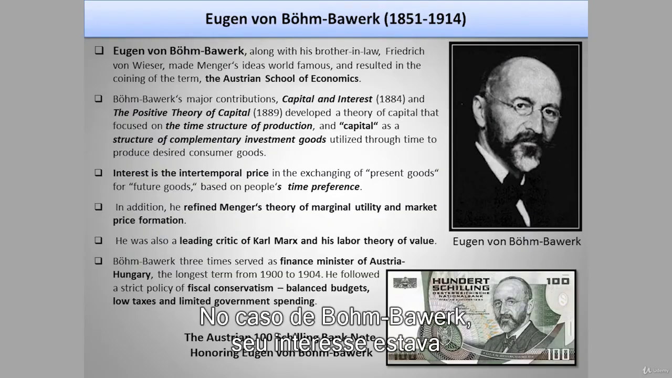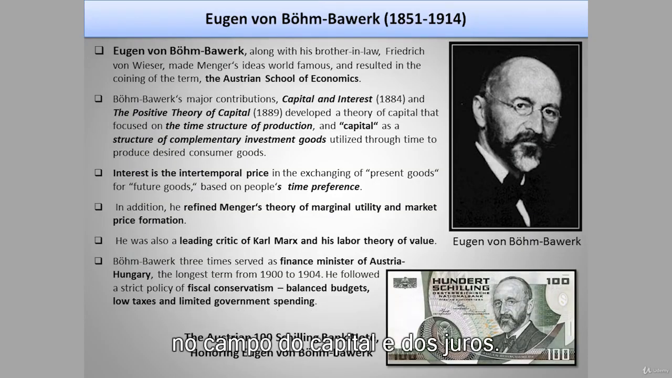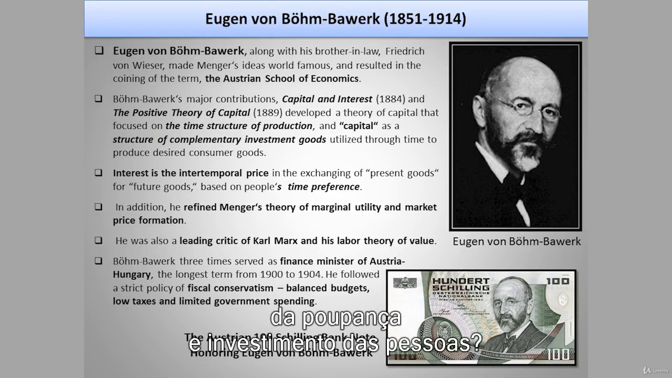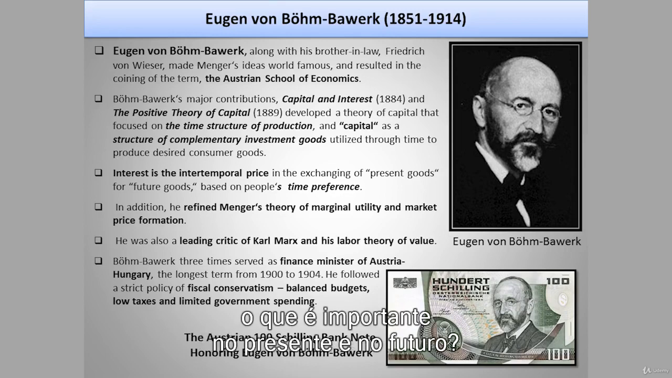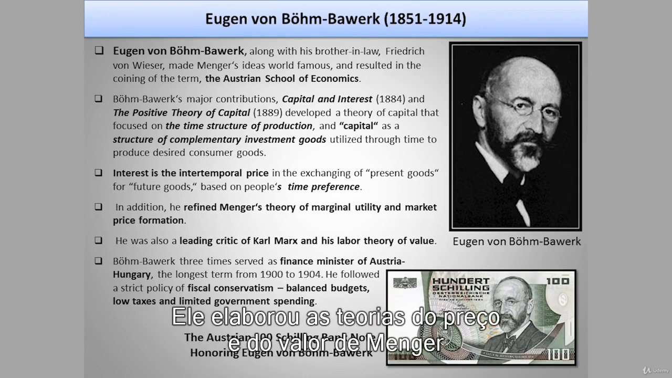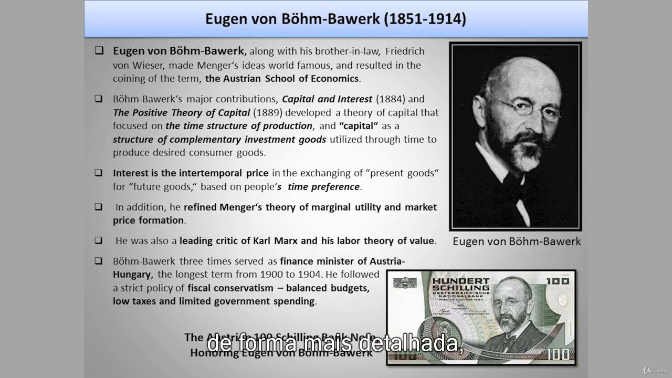In Böhm-Bawerk's case, his interests were in the fields of capital and interest. What is capital? How does it emerge out of people's savings and investment? How do people make their choices of deciding what is important in the present and the future, the time valuation that individuals make? He also developed Menger's theory of price and value in a much more detailed and specific and, to be honest, convincing way.